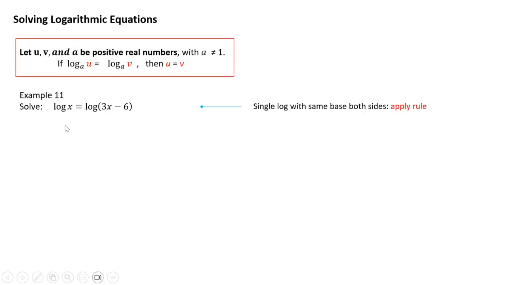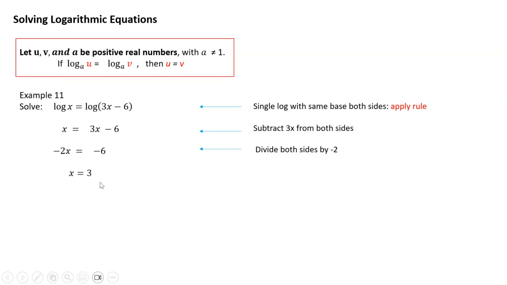Single log with the same base on both sides, so we can apply the rule because both are base 10. So now we let the x be my u, and the 3x minus 6 be my v. So we let them equal to each other. I subtract 3x from both sides. So it's going to give us negative 2x equals negative 6. Divide both sides by negative 2. The answer will be 3.